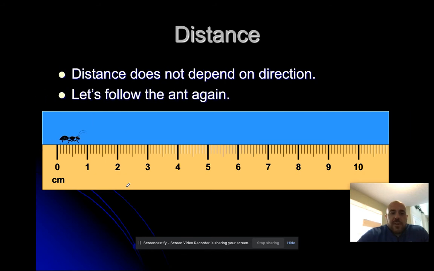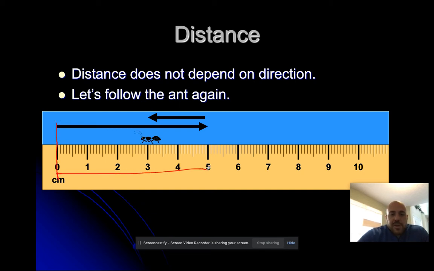So let's follow the ant for the whole time. Ooh. All right, how much distance did the ant travel there? And the arrows are there to remind you of where he went. So the first arrow says we started at 0, and he went to 5. Then he turned around, and he went to 4 and 3.